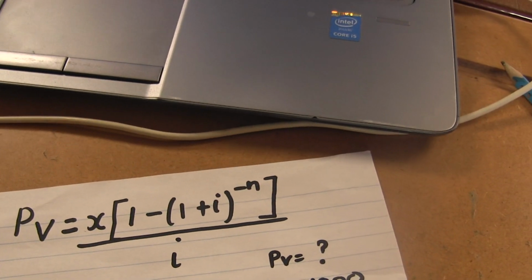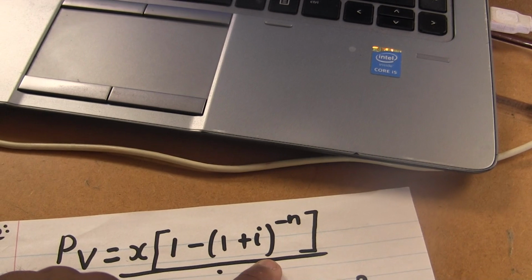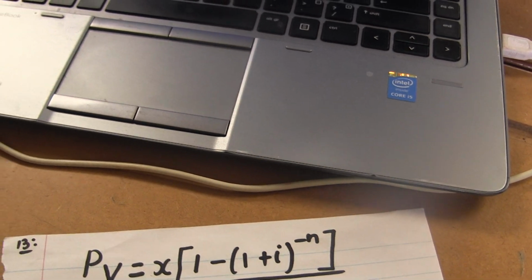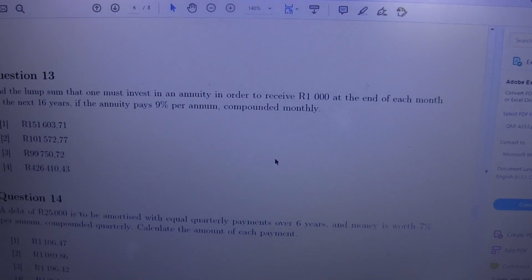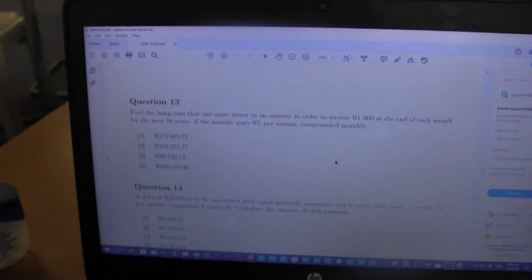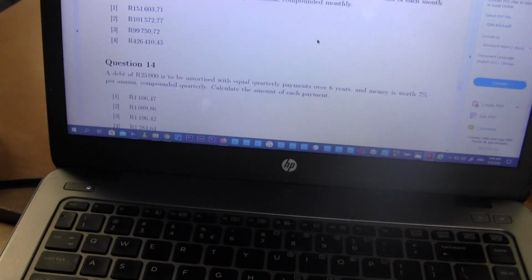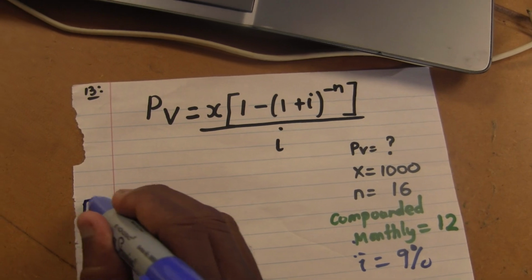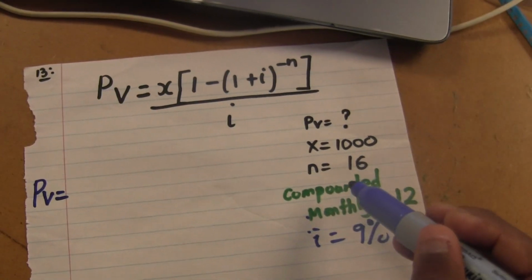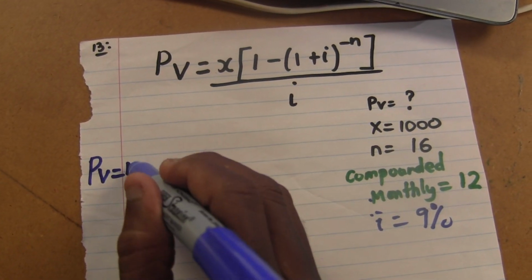Interest rate we got, which is 9% per annum. Interest rate is 9%, and there we go. I forgot to write it here. Interest rate is 9%. So now let's go. How much should I invest so that every month is going to be 1,000? Here X.